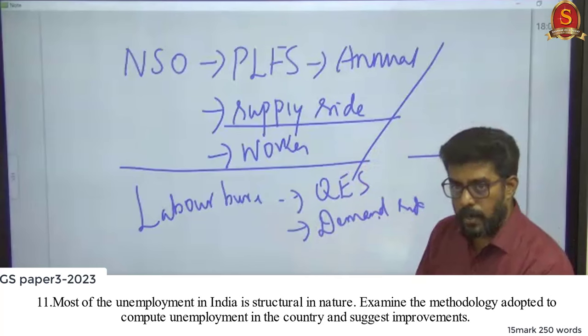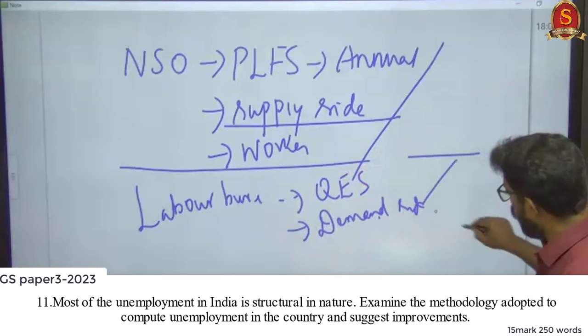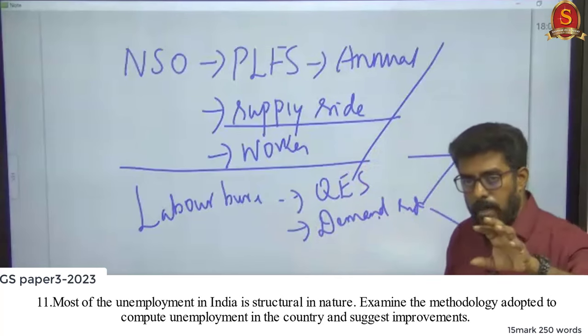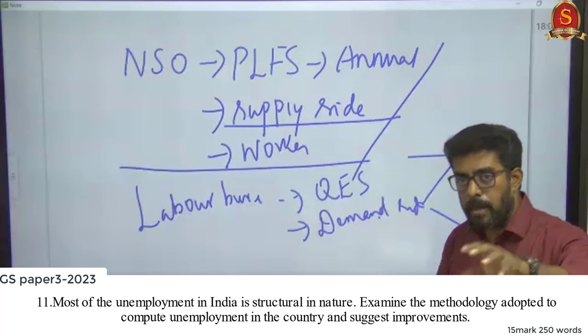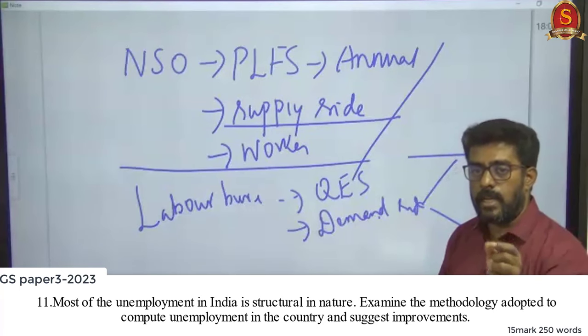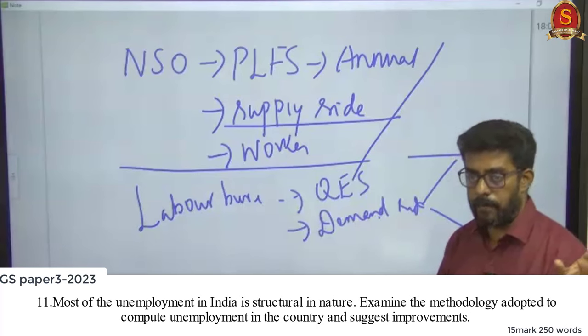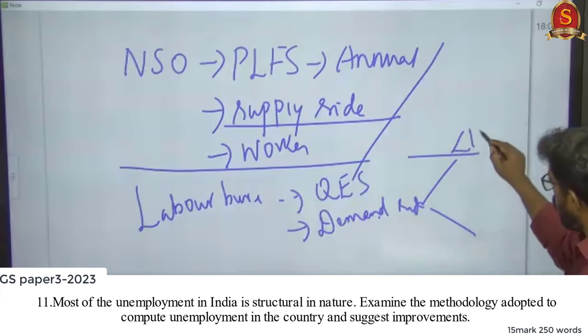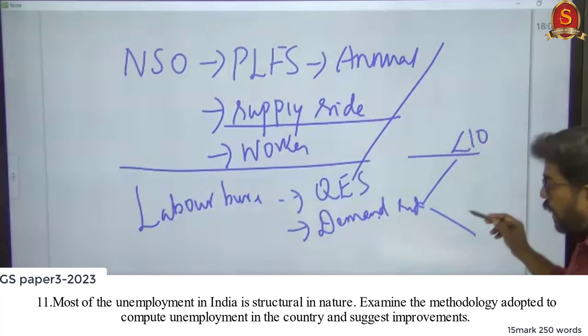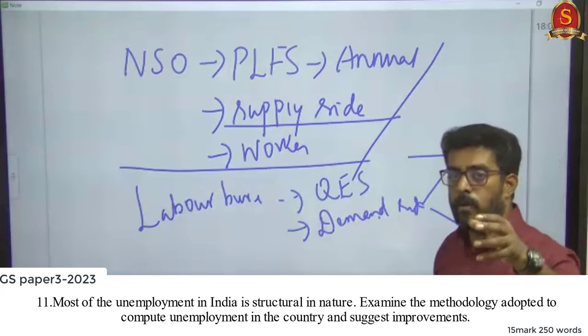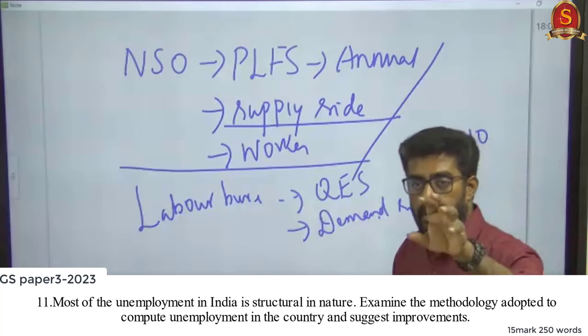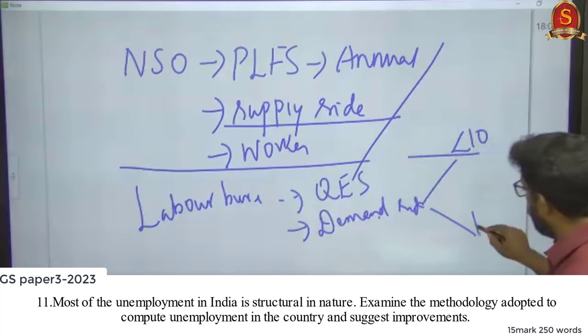What methodology are they following here? They are releasing data in two dimensions. One is companies where fewer than 10 people are working; that data is released as informal data. They are calling it informal data, which means fewer than 10 people are working. Here, the companies where more than 10 people are working, that data is called formal data.